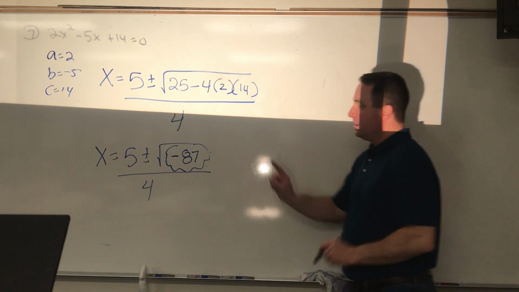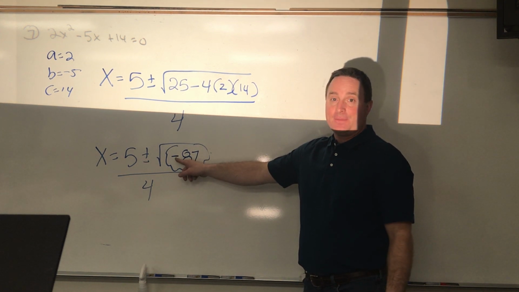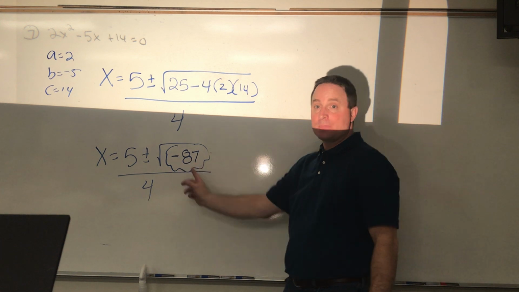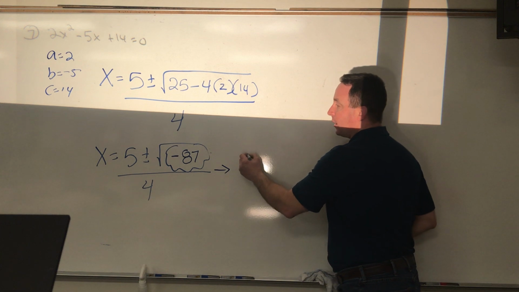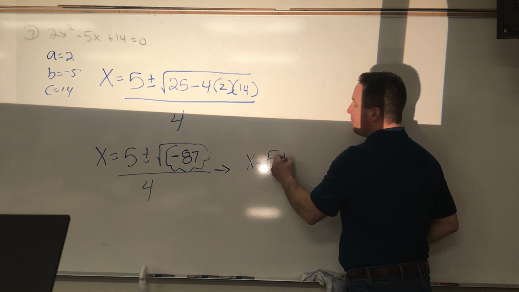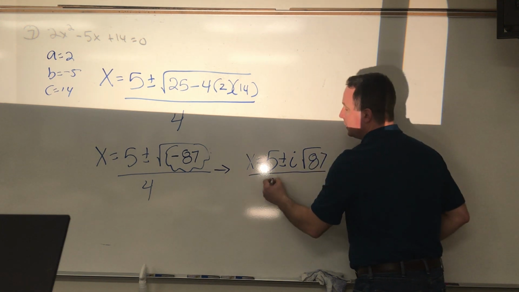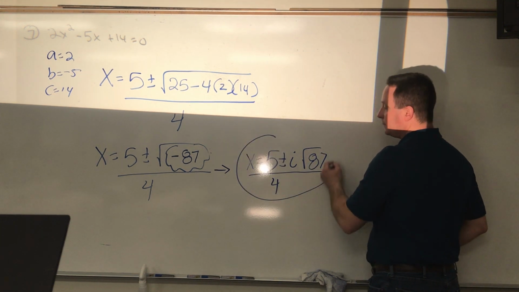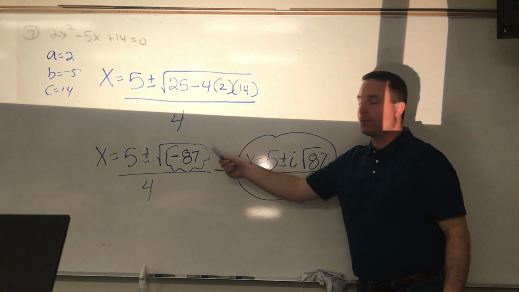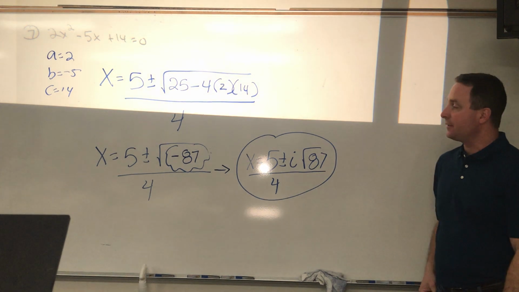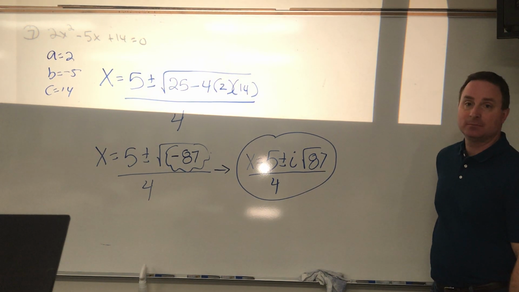Really close. The only thing I can do with this is the fact that it's negative. And because it's negative, what does that mean? It means it's going to have an i out in front. So I can simplify this one tiny step more. It's going to be 5 plus or minus, and I can put the i out in front, the square root of 87 all over 4. And there we got it. Okay, but we always want to try and simplify that radical if we can. If we can't, then we just leave it. Okay, there's number 7. There's a quadratic formula problem with an i in it.